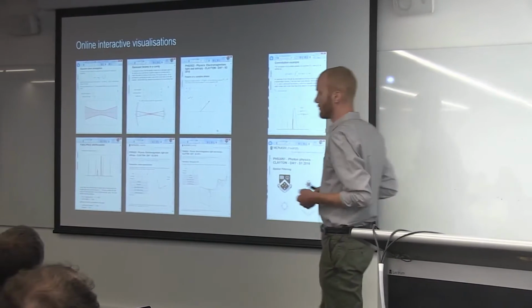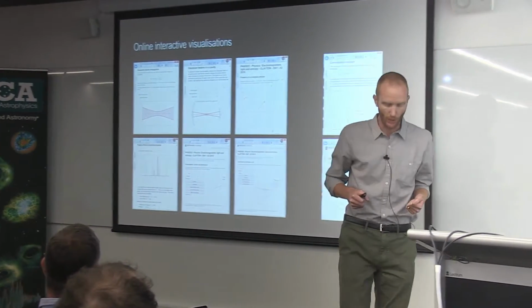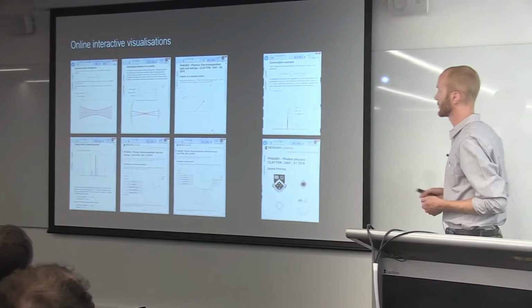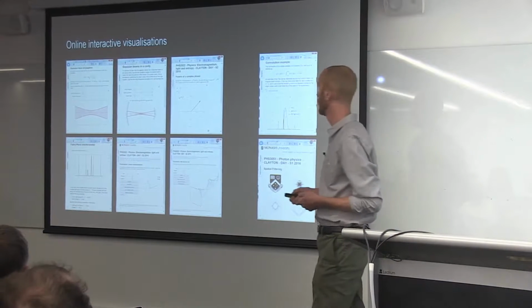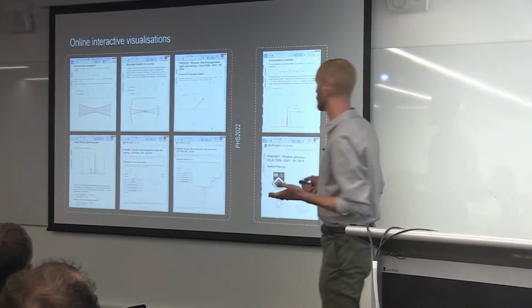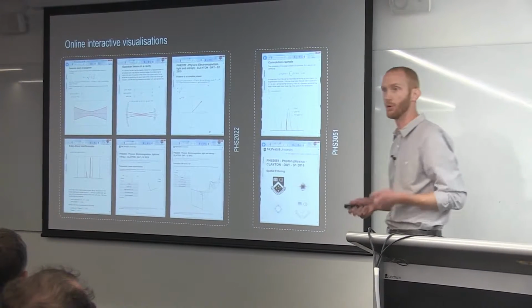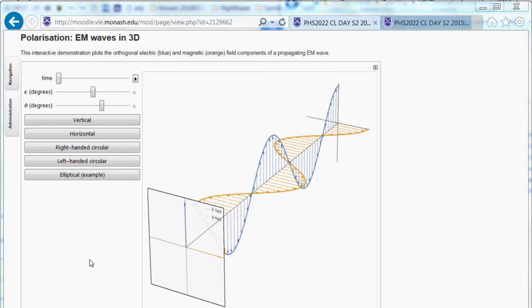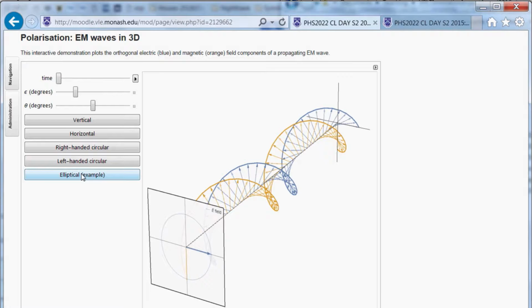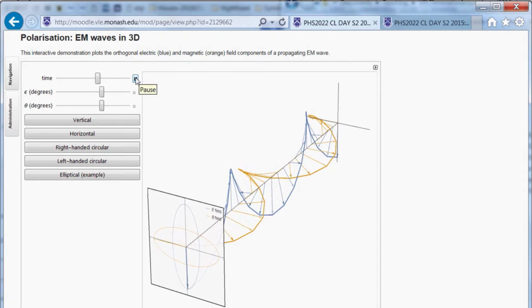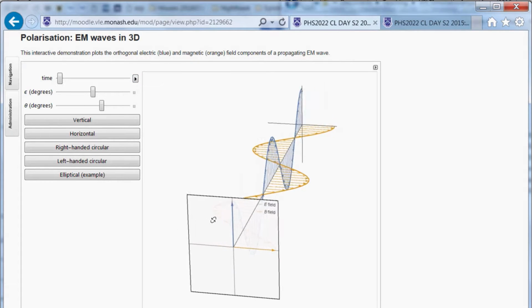To bridge the divide between me doing live programming in lectures and students writing their own simulations in workshops, I developed a series of online interactive visualizations shown here in the Moodle page for these two units. This is where the students go to get their daily dose of content, and it's a great place to put such an interactive visualization. Here's another one in 3 dimensions. This is an example of electromagnetic radiation, or light, propagating in 3D. You can choose different types of polarization states from the left-hand side here. And because it's an animation, we can play it and pan and zoom it around.